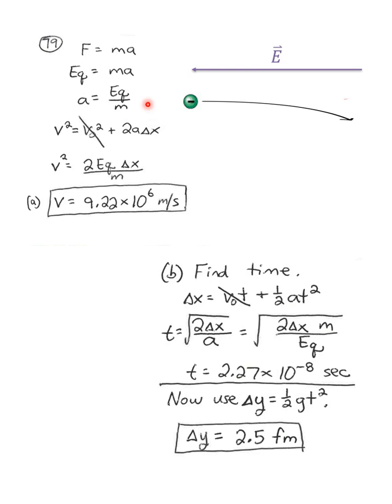I didn't, but since I didn't, I've still got this term here. And you should get a time of 2.27 times 10 to the negative 8 seconds. And now you're going to see how far anything falls under the influence of gravity in this much time. We can use the kinematic equation in the y direction, which reduces to the distance it falls is 1/2 gt squared. We just solve for t, so we get 2.5 times 10 to the negative 15 meters, or 2.5 femtometers.